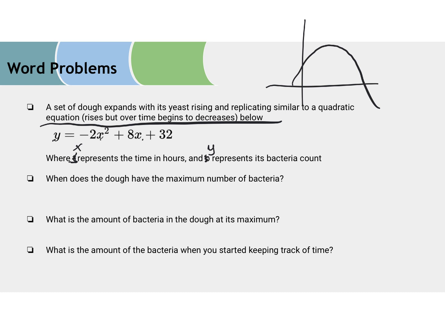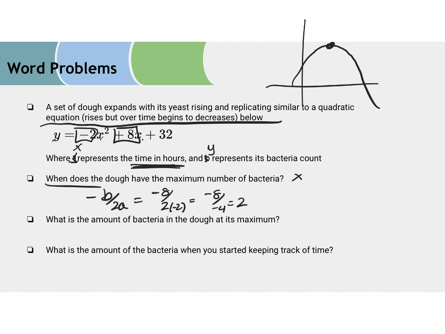So when does the dough have the maximum number of bacteria? Again, the when question is the x value of the vertex. I don't know where that is, but we have an equation for that: negative b over 2a. b is 8. a is negative 2. So I get negative 8 over 2 times negative 2. So when x is 2, and since x is in hours, we can say 2 hours.